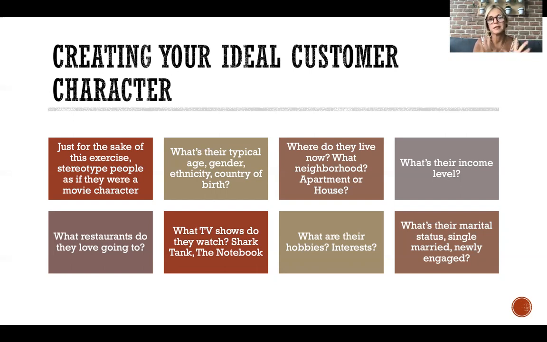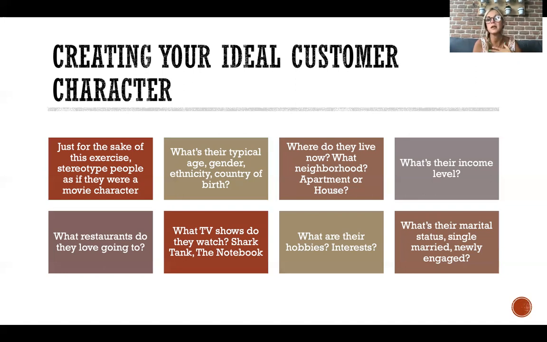They don't have to be, but that's going to be who I'm going to want on my team. We need to know what their income level is, and what restaurants and what kind of places they shop at. Somebody like me will probably love to go shopping, love fashion, and love to watch TV shows. You want to think about what their interests and hobbies are.